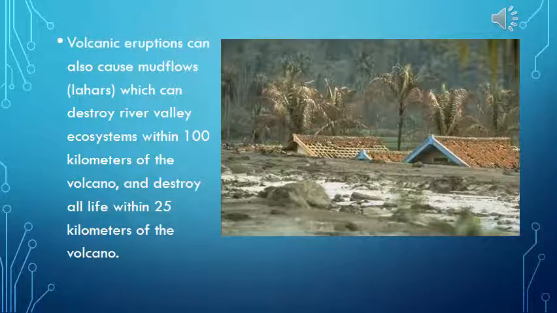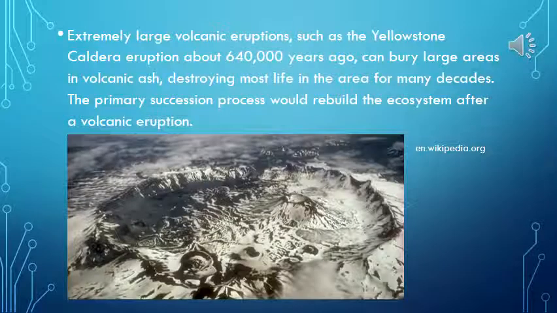Volcanic eruptions can also cause mud flows, or lahars, which can destroy river valley ecosystems within 100 kilometers of the volcano and destroy all life within 25 kilometers of the volcano. Extremely large volcanic eruptions, such as the Yellowstone caldera eruption about 640,000 years ago, can bury large areas in volcanic ash, destroying most life in the area for many decades. The primary succession process would rebuild the ecosystem after a volcanic eruption.